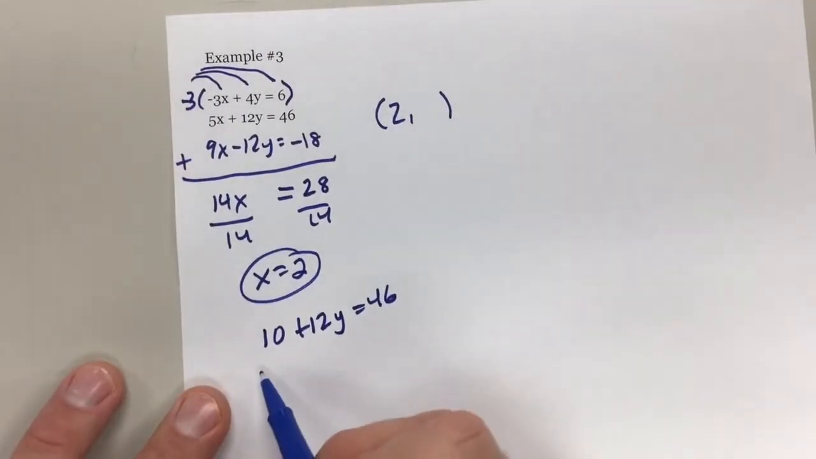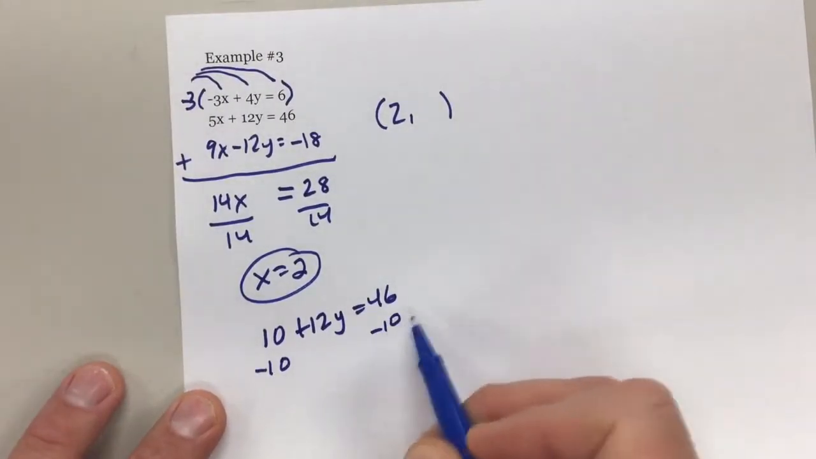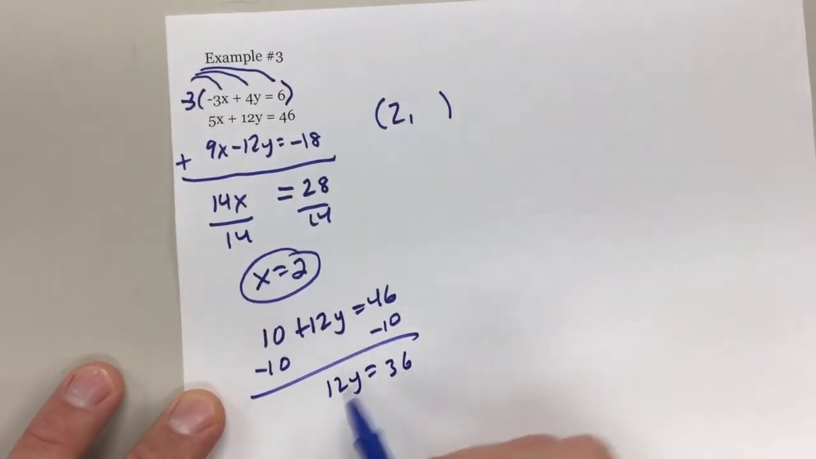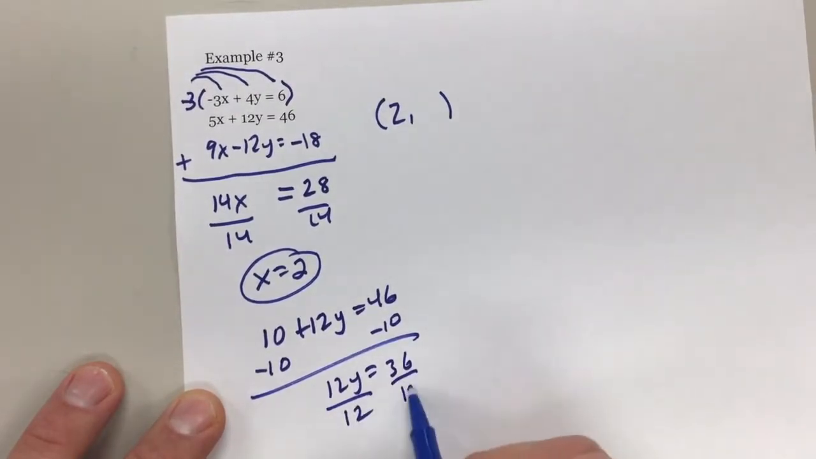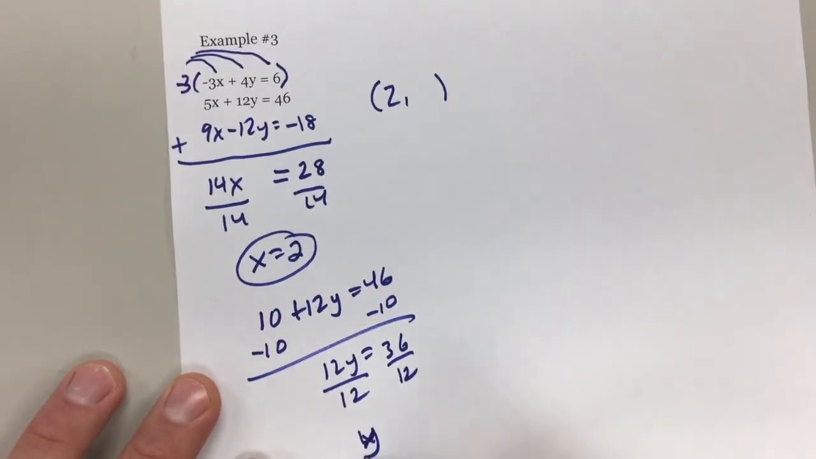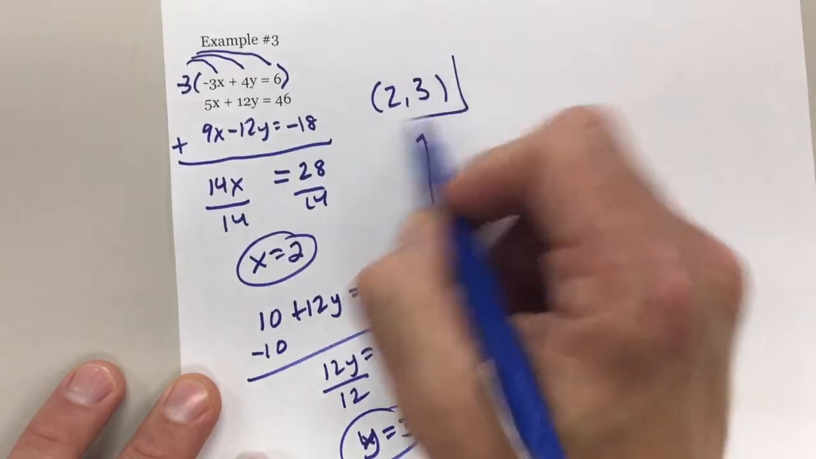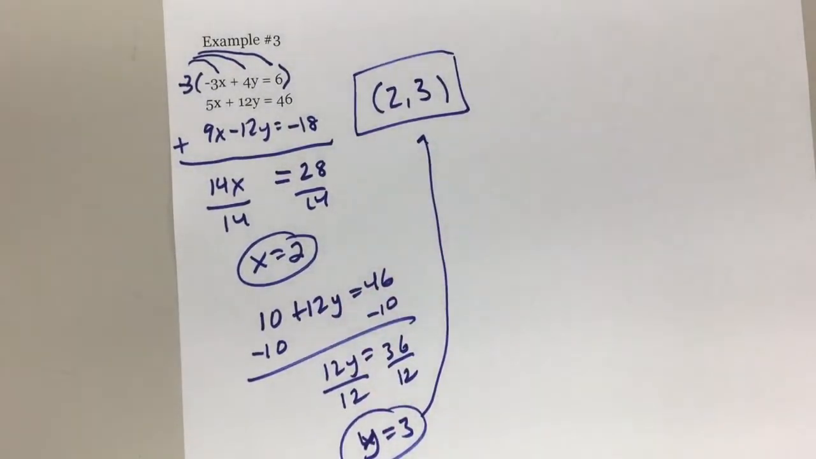Now I'm just going to solve this for y. If I subtract 10 from both sides, I get 12y is 36. Divide both sides by 12. I get y is 3. So in my solution above, y is 3.